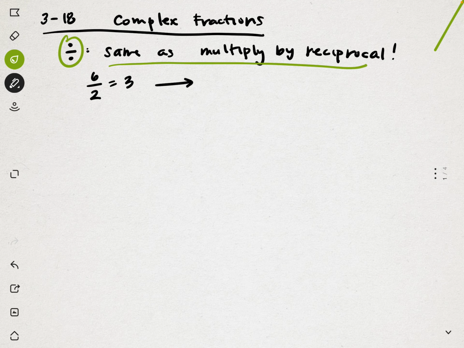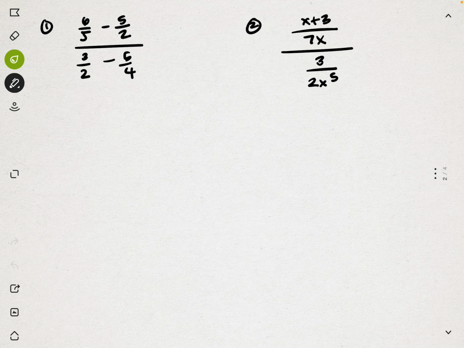So we know that 6 divided by 2 is 3. That's easy, right? So we can rewrite this as 6 times the reciprocal, right? Instead of saying divided by 2, we can say times the reciprocal of 2, which is 1/2, is equal to 3. Right? So we can rewrite this division as a multiplication by the reciprocal. Now let's see how we're going to apply this.